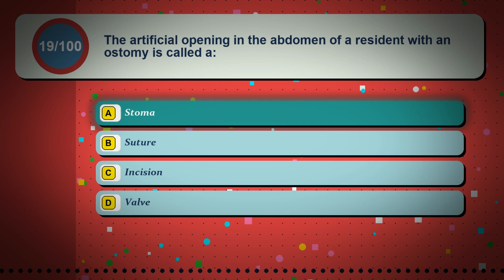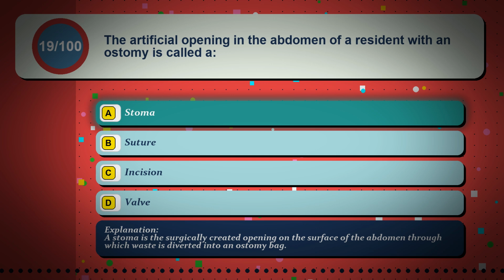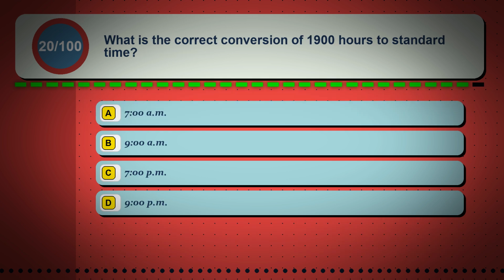The correct answer is option A, stoma. A stoma is the surgically created opening on the surface of the abdomen through which waste is diverted into an ostomy bag. Question 20. What is the correct conversion of 1900 hours to standard time?